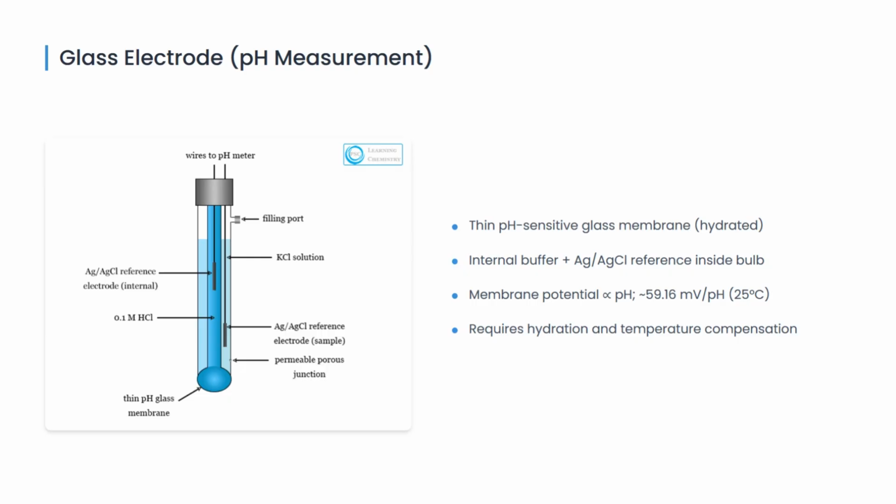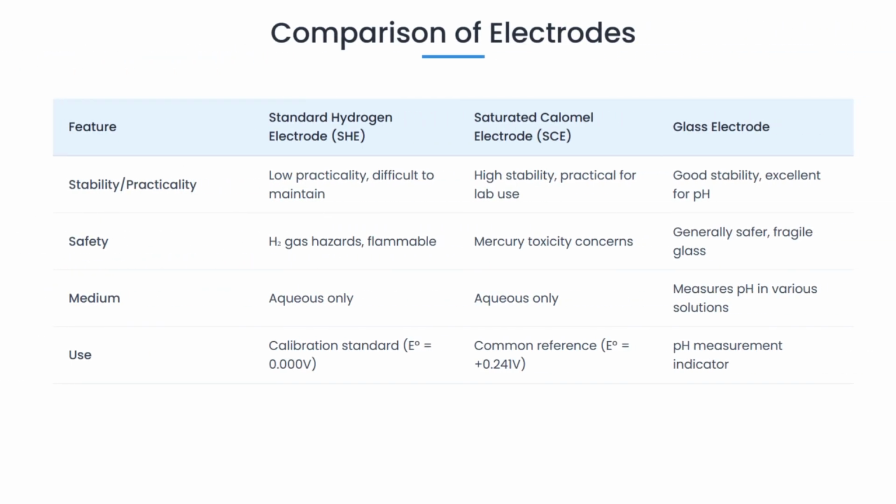This thin glass membrane becomes hydrated and develops a potential that is directly proportional to the pH of the outside solution. The change is about 59.16 millivolts per pH unit at 25 degrees Celsius. It's important to remember that the glass membrane needs to be hydrated to work properly and that measurements often require temperature compensation. To bring it all together, let's look at a comparison of electrodes.